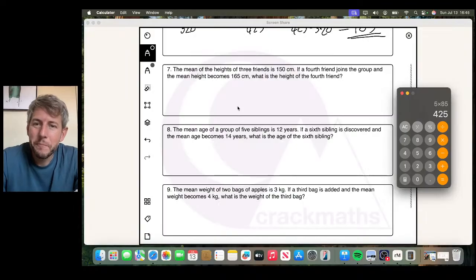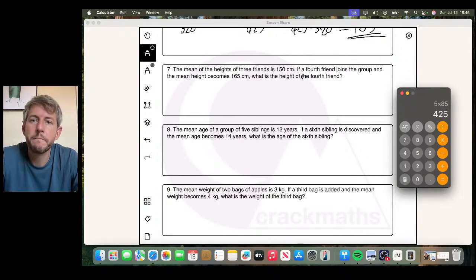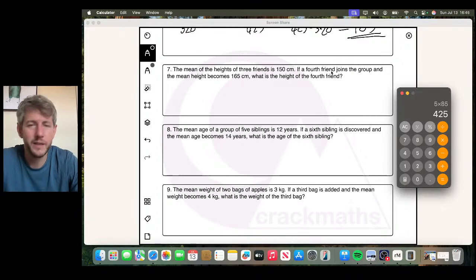Okay, so it says here that the height of 3 friends is 150 centimetres. And the 4th friend joins the group, and the mean height becomes 165 centimetres. What is the height of the fourth friend? Ooh, they've really bumped up that mean, so they're going to be tall.